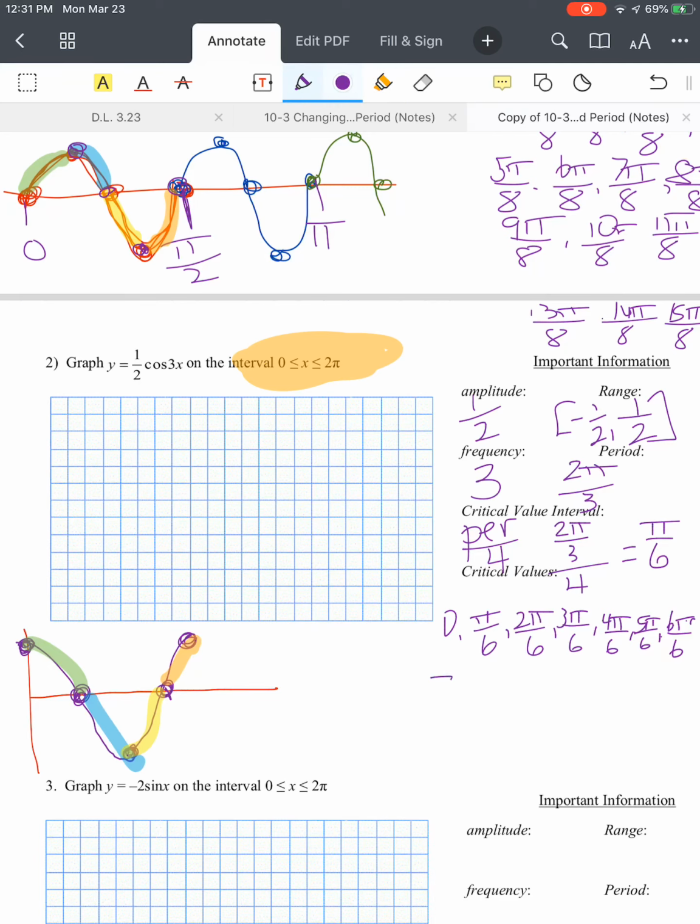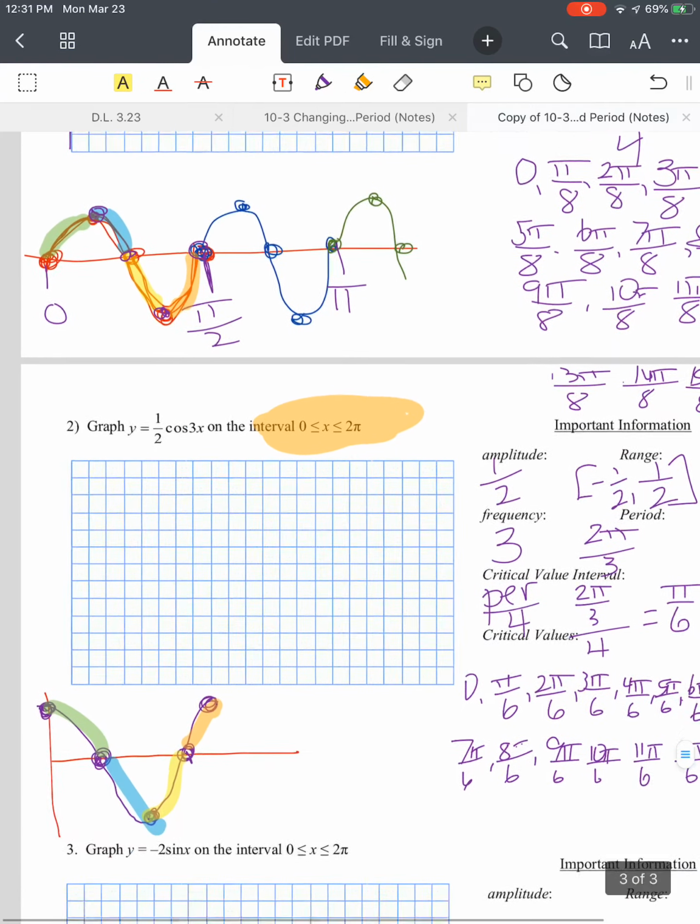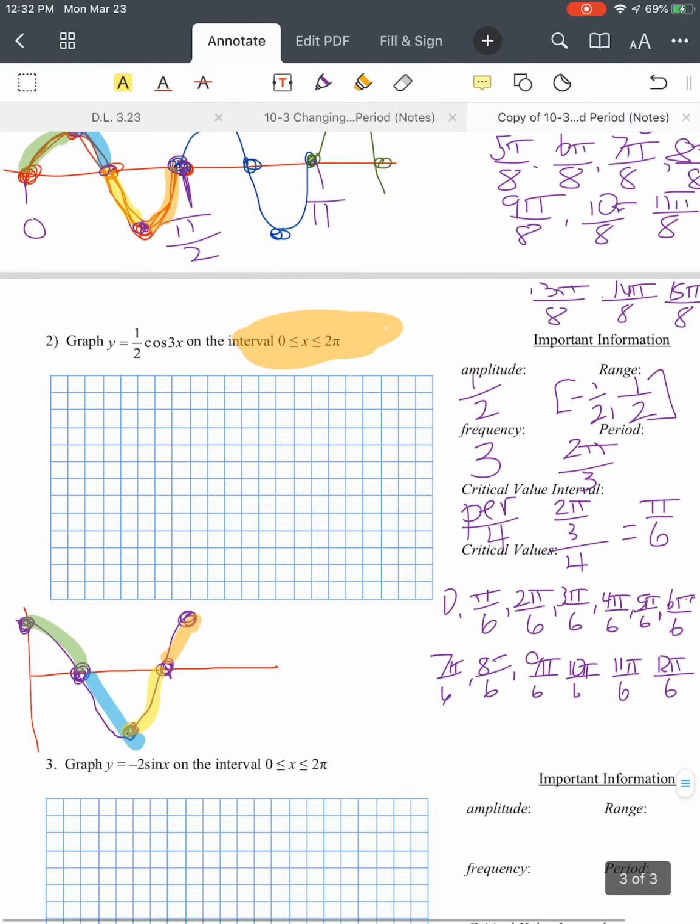So after 6 pi over 6 is 7 pi over 6, 8 pi over 6, 9 pi over 6, 10 pi over 6, 11 pi over 6, and 12 pi over 6. And I'm going to stop at 12 pi over 6 because 12 pi over 6 is 2 pi. Okay. So let's set up our axes now that we have our critical values.